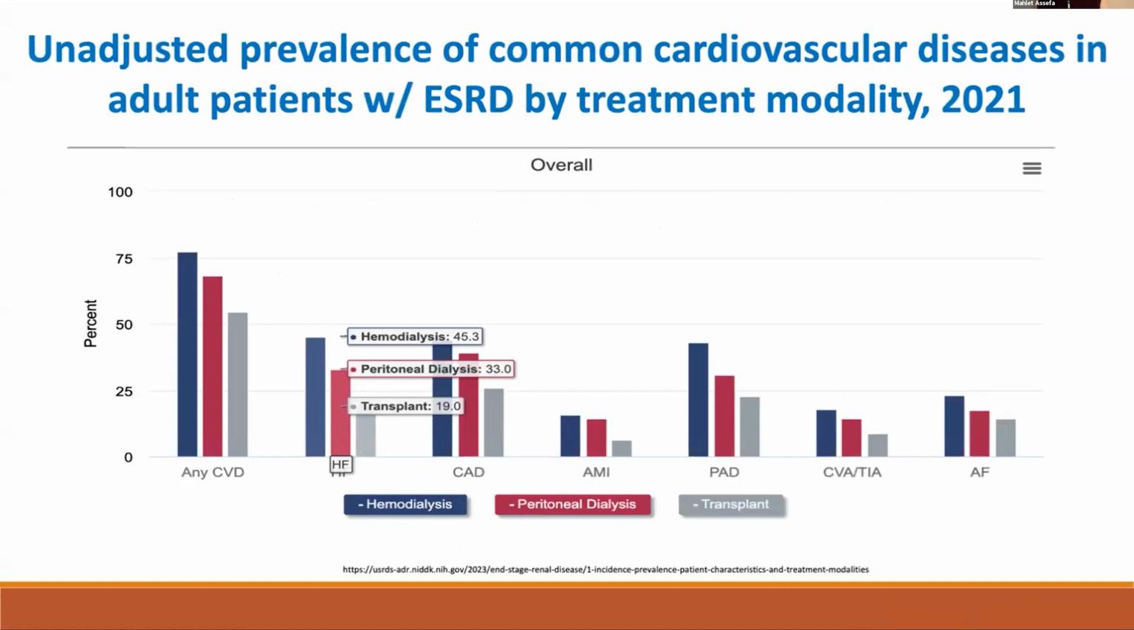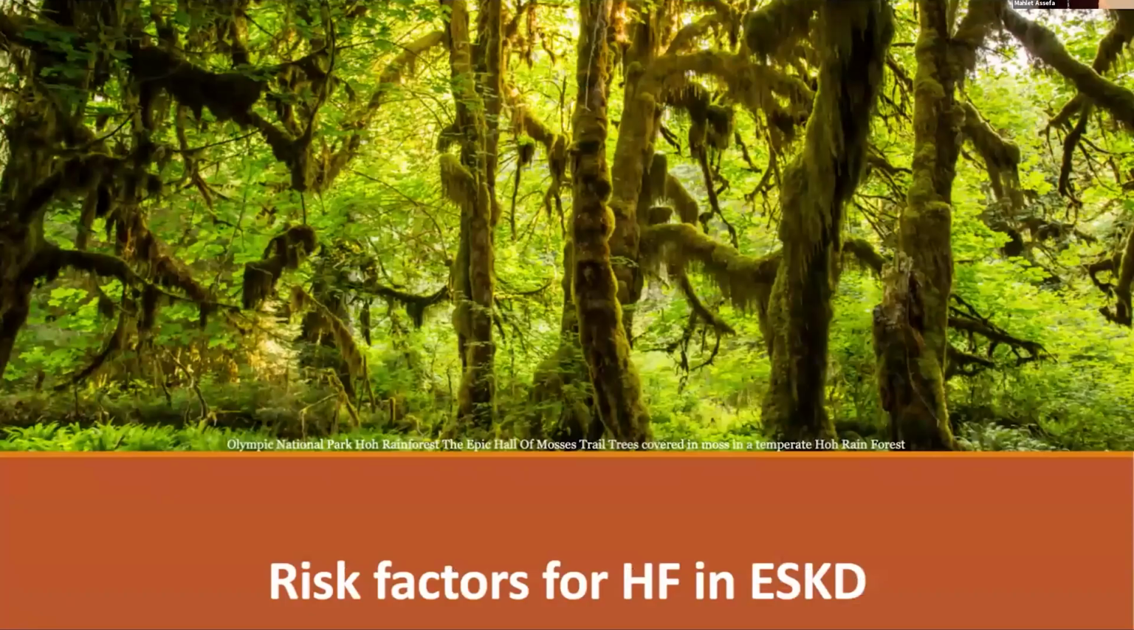This next graph is from the 2021 USRDS data looking at the prevalence of common cardiovascular diseases, and I like it because it stratifies folks among the different dialysis modalities. For heart failure, about 45% of folks on hemodialysis and 33% on PD have heart failure. So across these two slides, what I wanted to show is that there's high prevalence of heart failure in dialysis patients and that the stakes are really quite high. So it's important to take a look at this issue further.